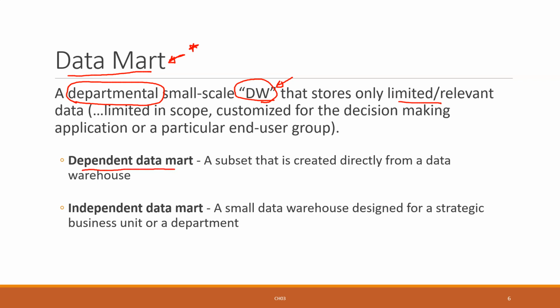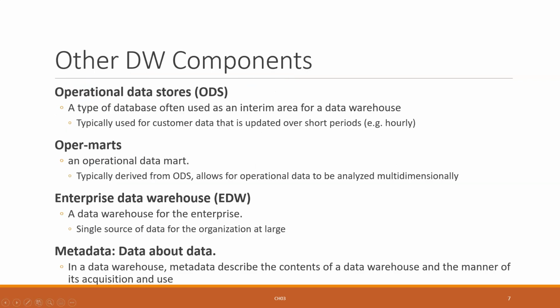We're going to talk about architectures that use a dependent data mart, which is using data directly from the data warehouse, versus an independent data mart, which is nothing more than a small data warehouse, but it is for that business unit or department, and it really kind of oversteps any kind of data warehouse altogether. We'll see as we continue with the structures.